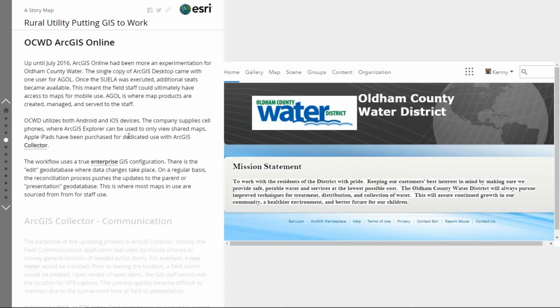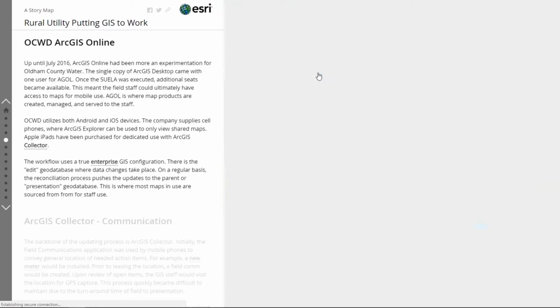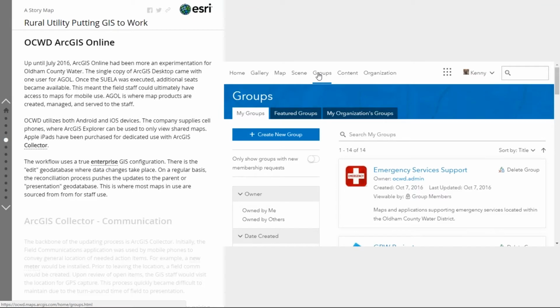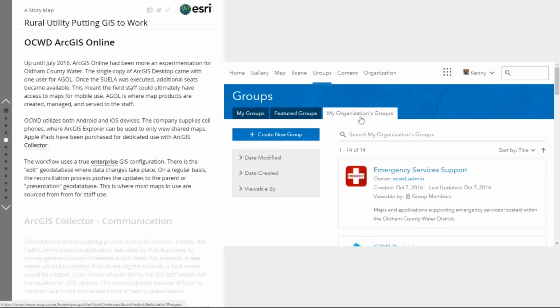All of our cell phones that are supplied to specific staff are Android systems, and so the maps look a little different across the board. But the biggest thing about the iPad, we use that in conjunction with our new receiver to get our accuracy and use Collector in a very efficient way. Primarily what we use AGOL for is controlling our activities as to who can see what and what's appropriate. So our groups, we use that to determine who needs to see what.